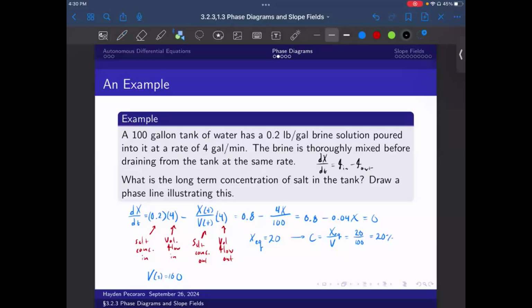Okay, and so now we want to draw our phase diagram for this. So here's our real number line, and we want to put in our endpoints and our single equilibrium solution, which is 20. So we have minus infinity, positive infinity, and the last thing that we need is the sign of the derivative. So this function right here is a linear function, and it has a negative slope.